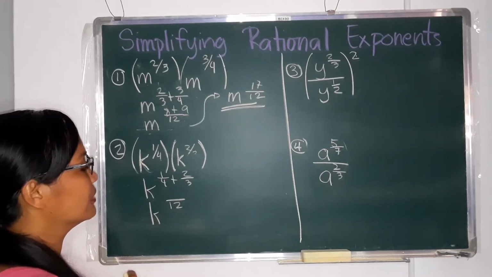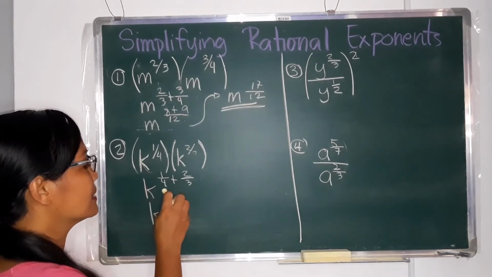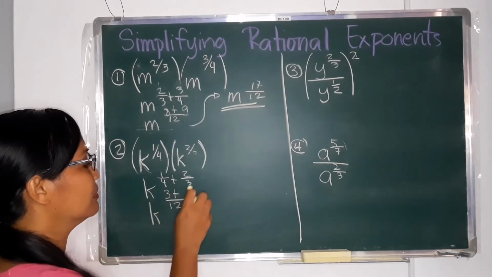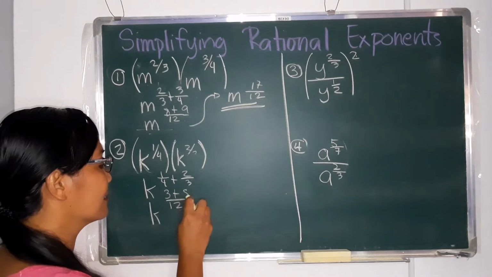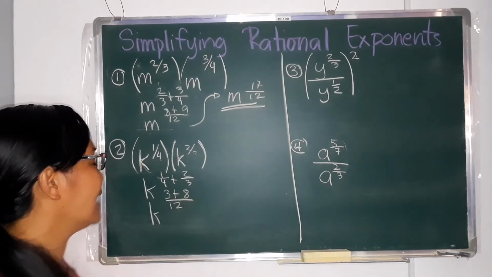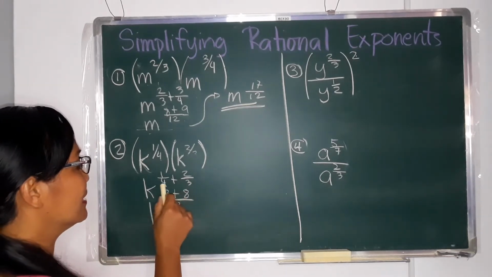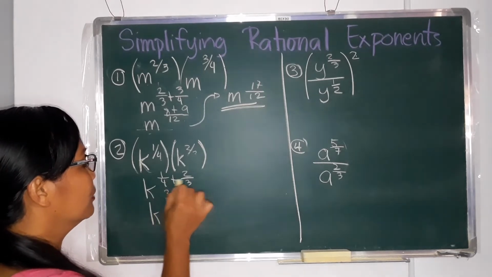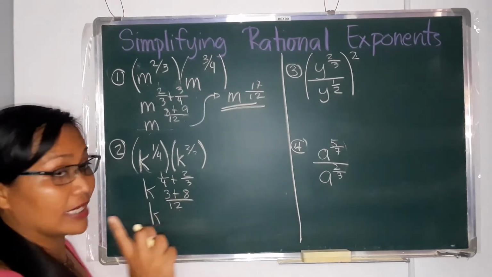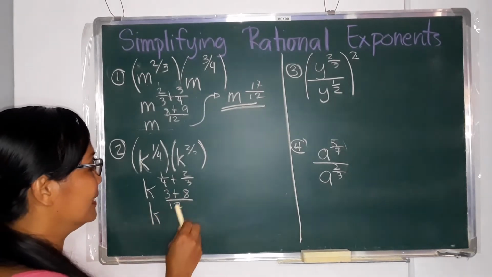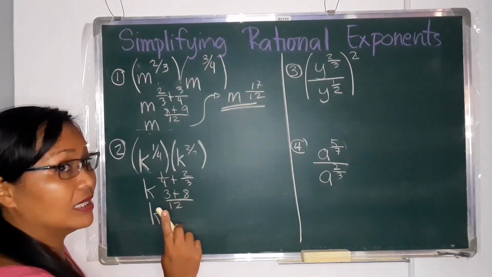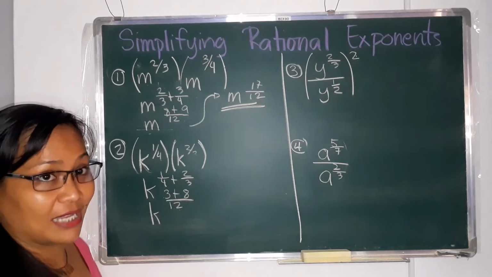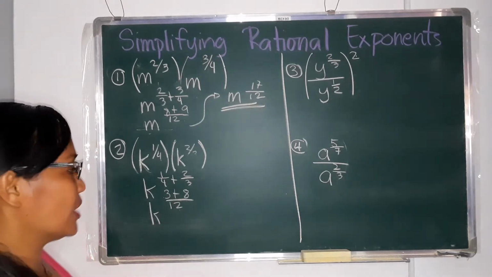12 divided by 4 is 3. 3 times 1 is 3. Plus 12 divided by 3 is equal to 4. 4 times 2 is 8. Okay, the technique of this: if you have this, multiply the denominators, we have 12, or get the LCM. And then after that, cross multiply. 3 times 1, 3. 4 times 2 is equal to 8. But not all the time. Okay? It depends on the situation.